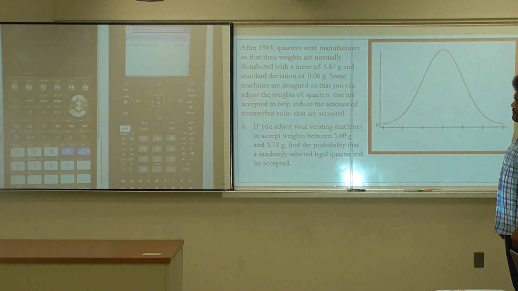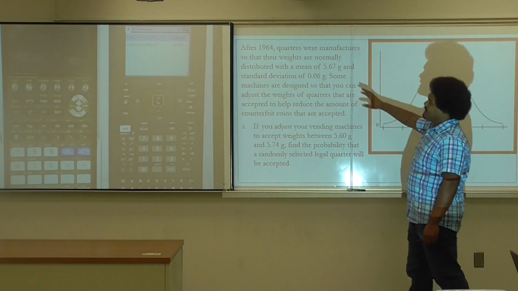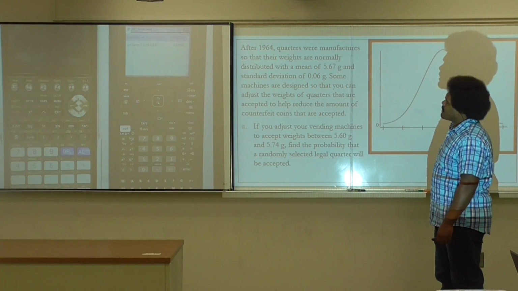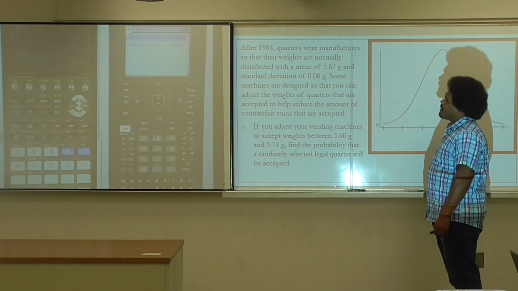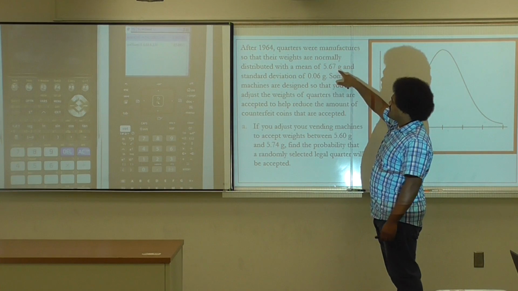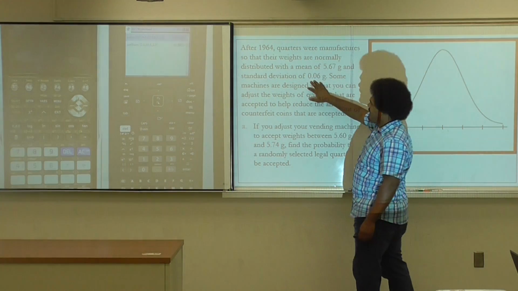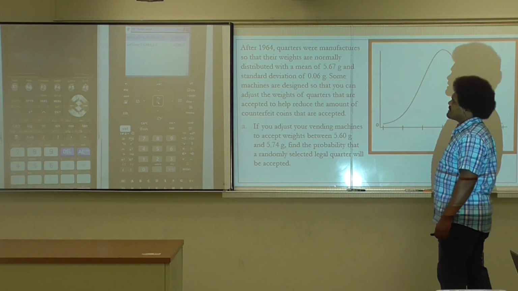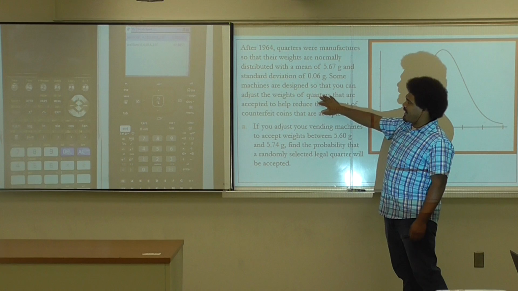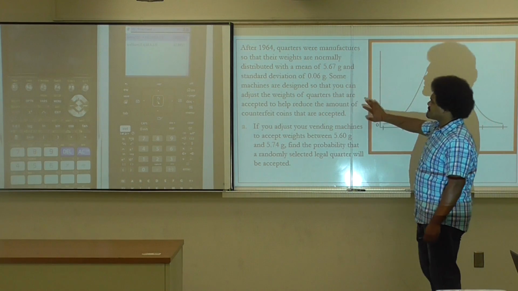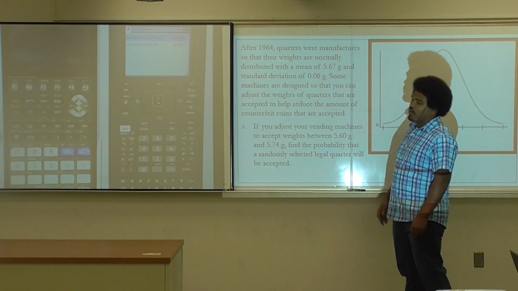So here we go. This one says that after 1996, quarters were manufactured so that their weights are normally distributed with a mean of 5.67 grams and a standard deviation of 0.06. Some machines are designed so that you can adjust the weights of quarters that are accepted to help reduce the amount of counterfeit coins that are accepted.